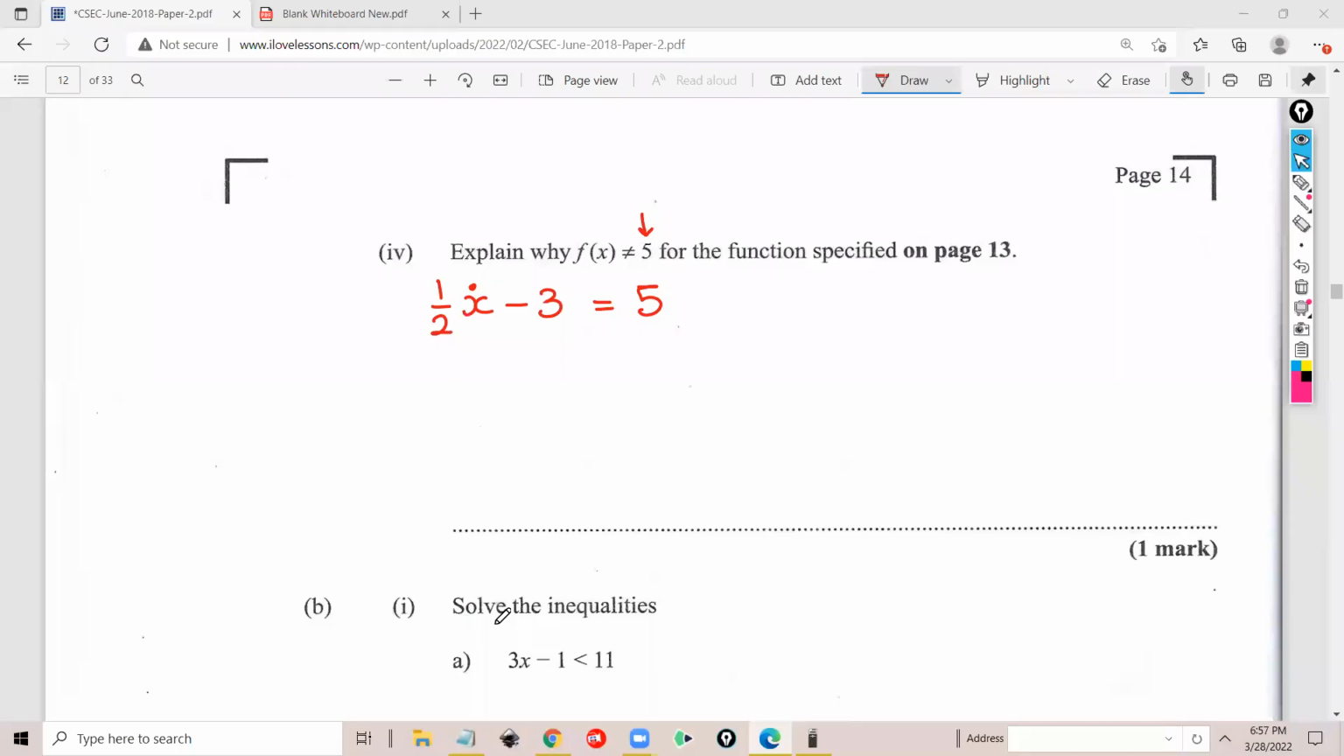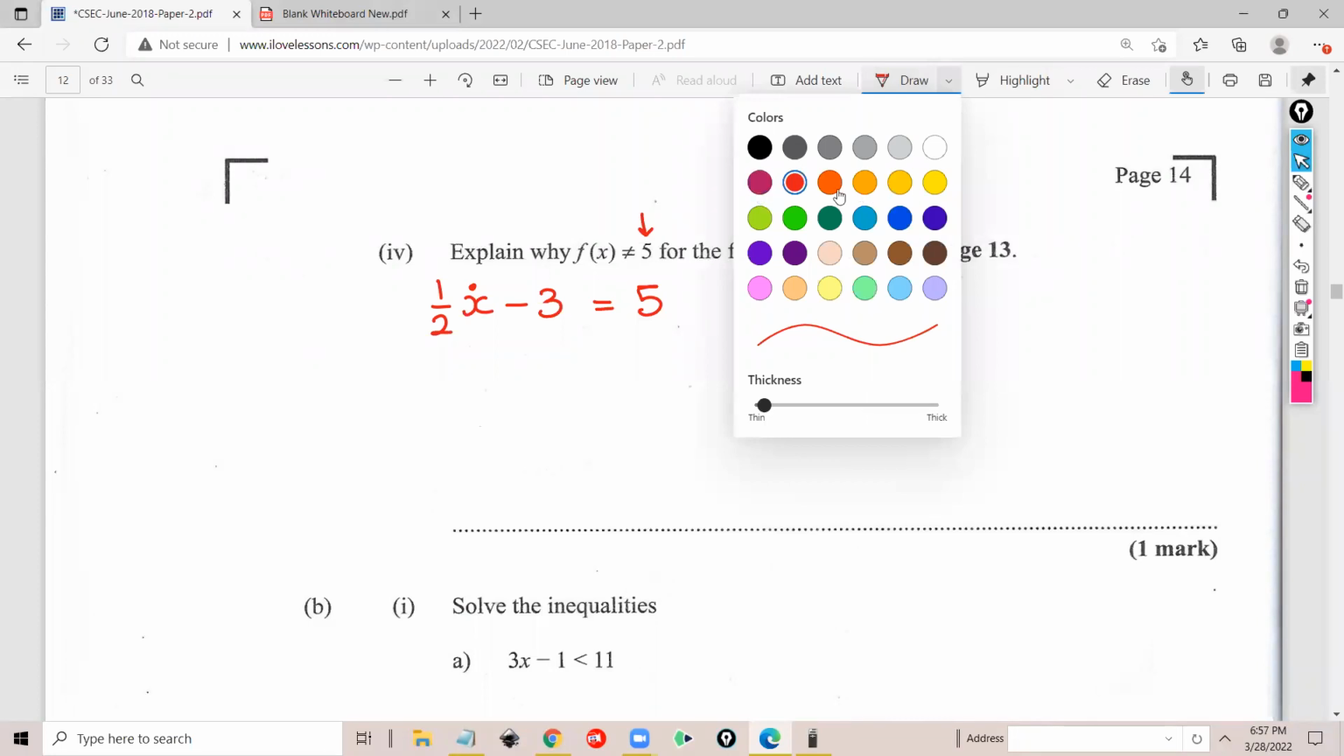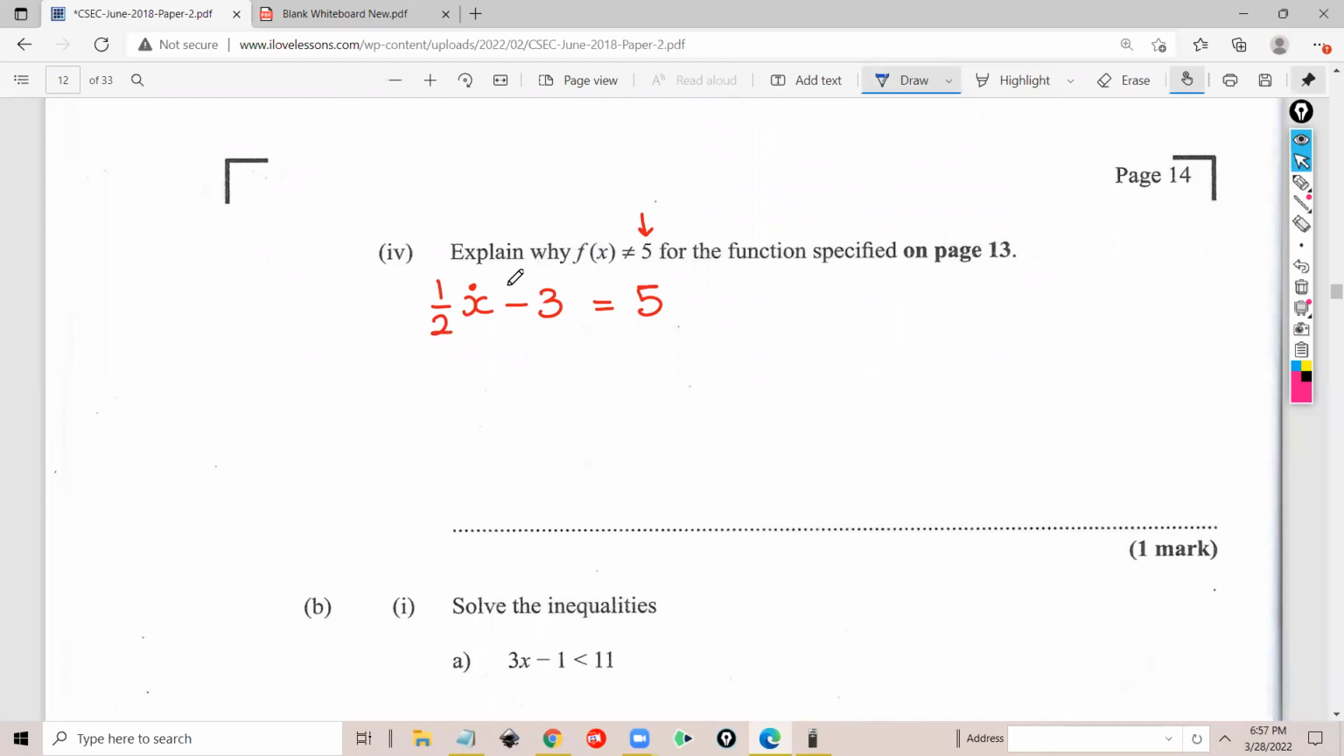Let's see. So let's solve for x here. I think that half is confusing a lot of people. So you're going to take the minus 3 and you're going to throw it across. I think that's the easiest part to do. So you get what? 5 plus 3, which we know is 8. So we're getting a half x to be equal to 8.